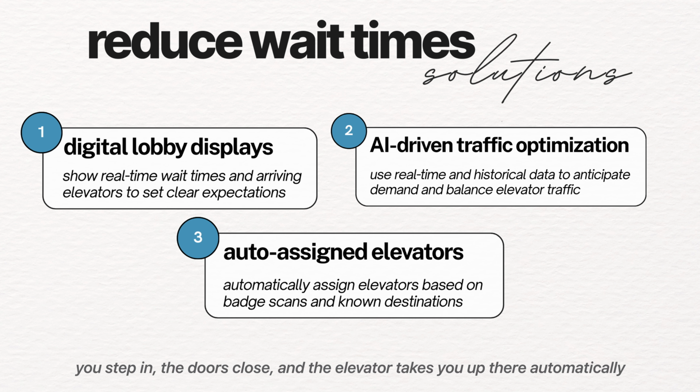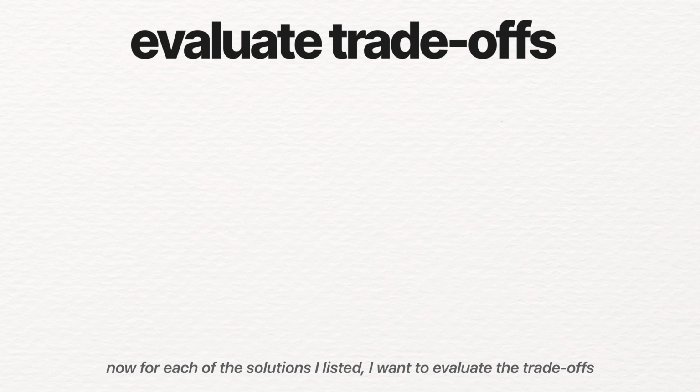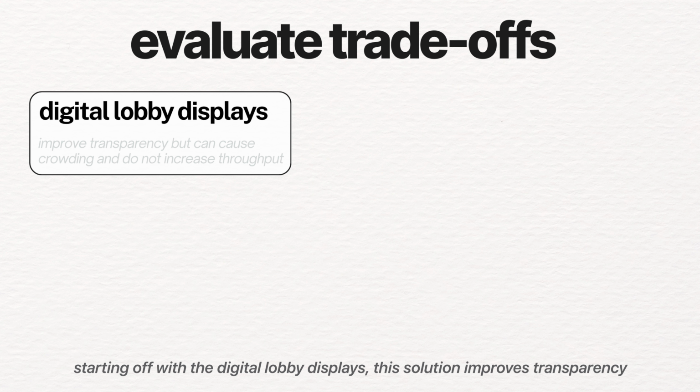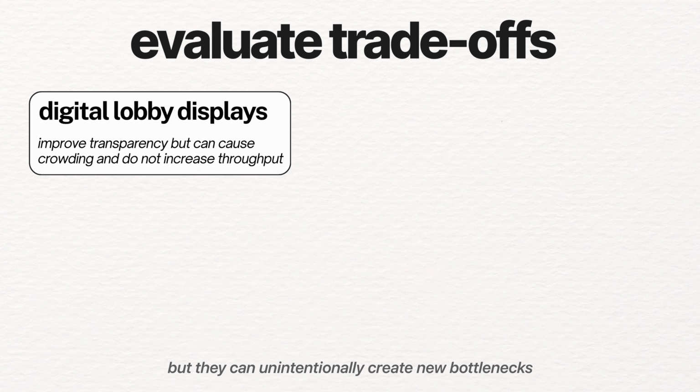You step in, the doors close, and the elevator takes you up there automatically. Now for each of the solutions I listed, I want to evaluate the trade-offs and comment on each solution's impact versus effort. Starting off with the digital lobby displays, this solution improves transparency, but they can unintentionally create new bottlenecks.